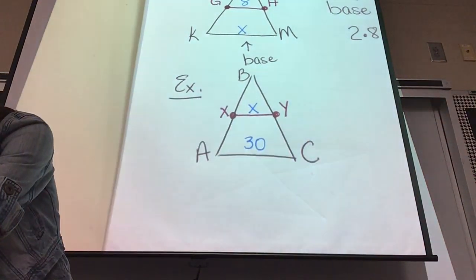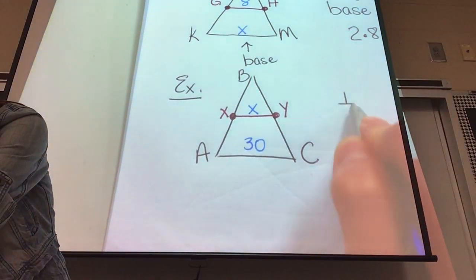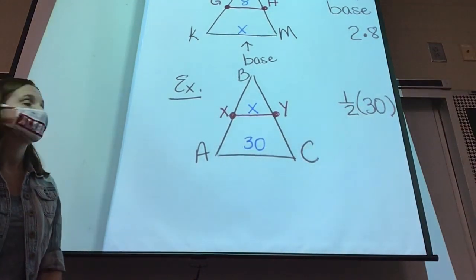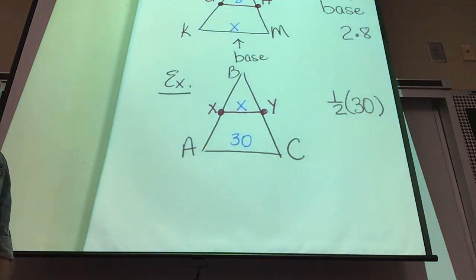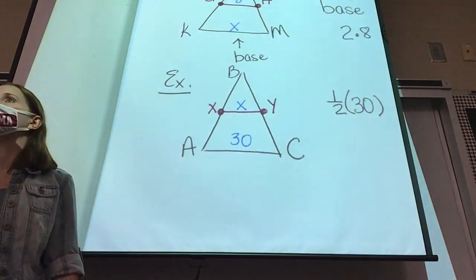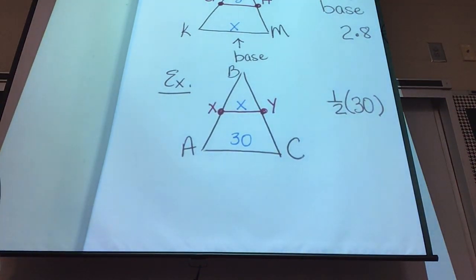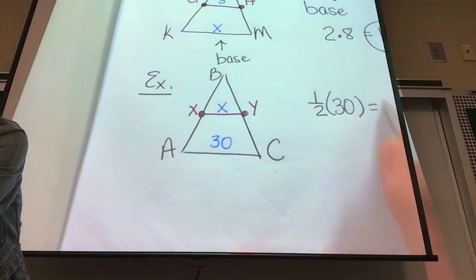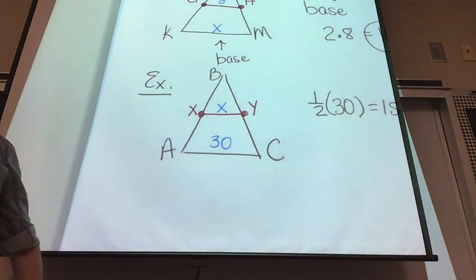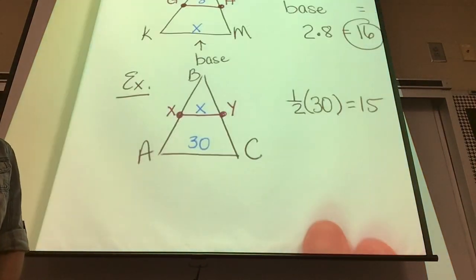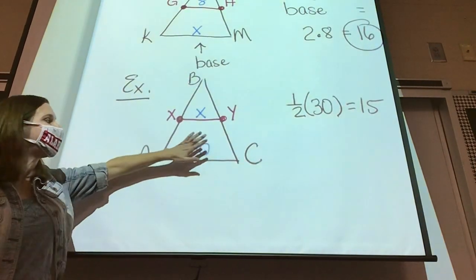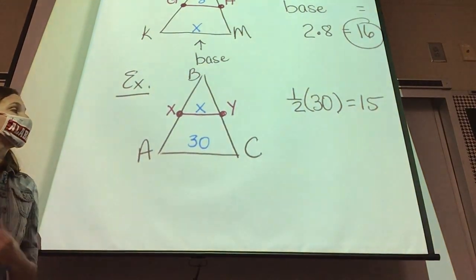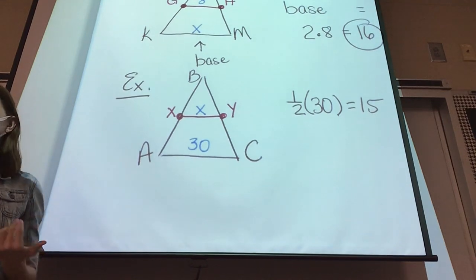So all I have to do on this one is 1/2 times 30, and it's going to tell me what my answer is. Or like I said, divide it by 2. And it's going to tell me my answer is what? 15. Because I need half. My mid-segment is always half of what this is. So I'm done.